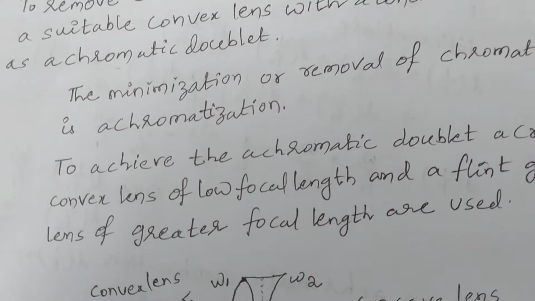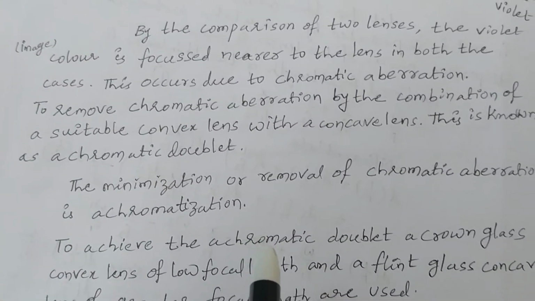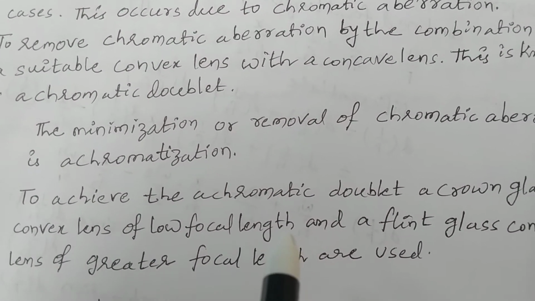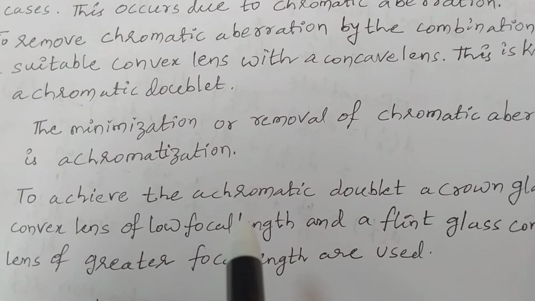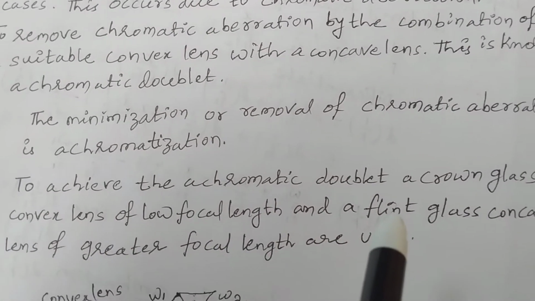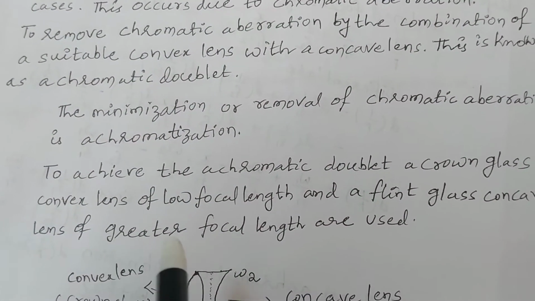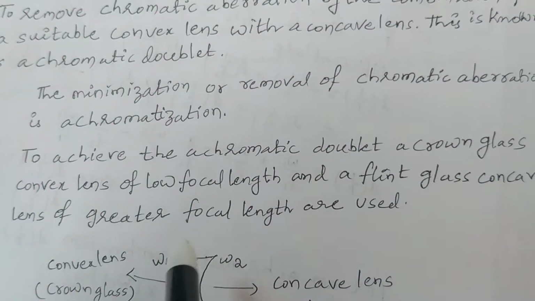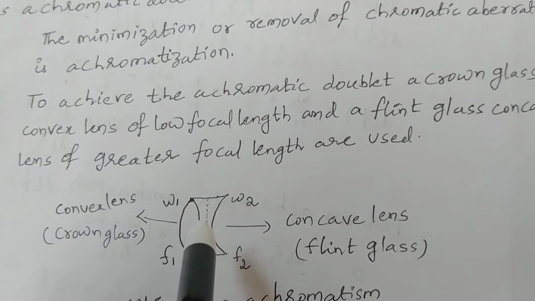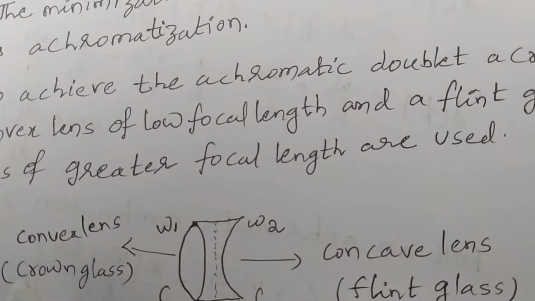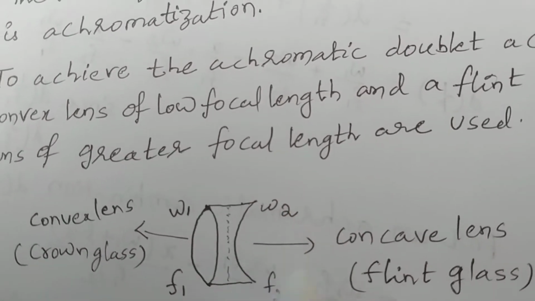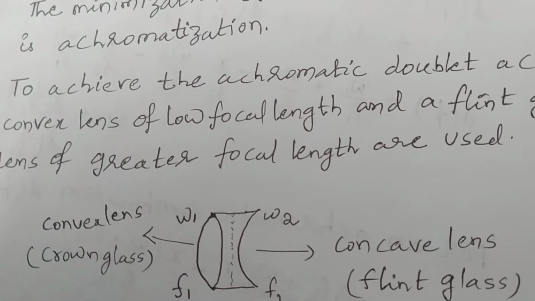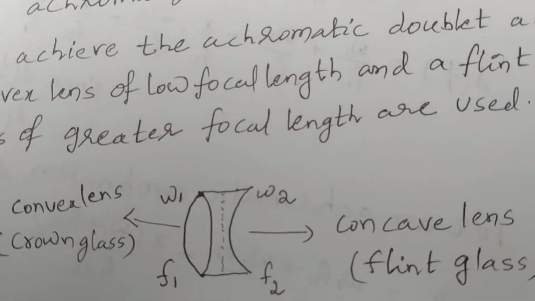To achieve the achromatic doublet, a crown glass convex lens of low focal length, correspondingly of low dispersive power, and a flint glass concave lens of greater focal length are used. So in this combination, a convex lens is made with crown glass and a concave lens is made with flint glass. This combination is used to remove the chromatic aberration.